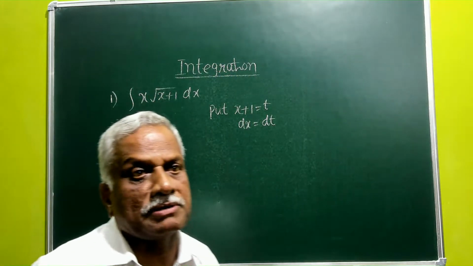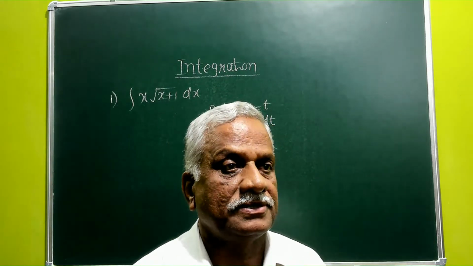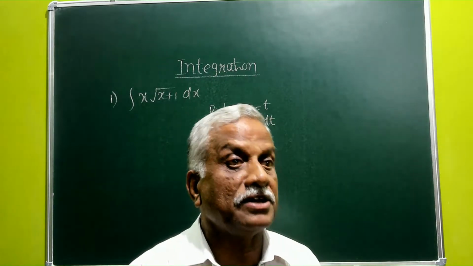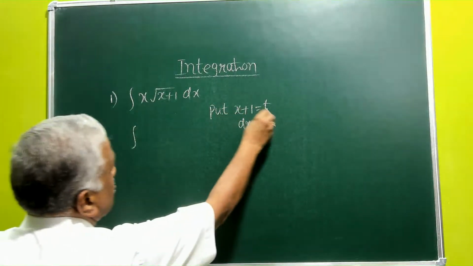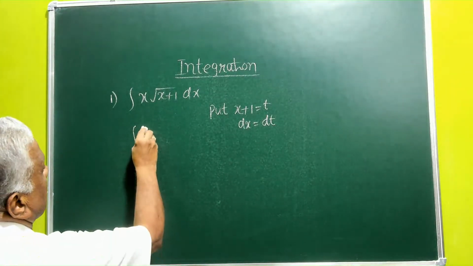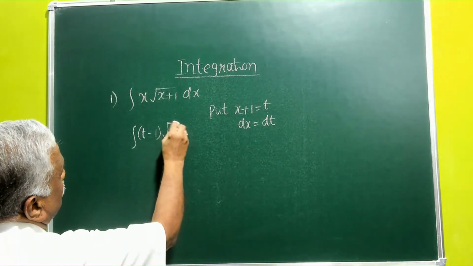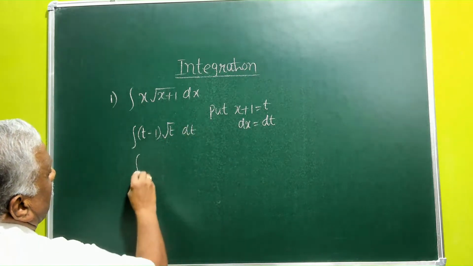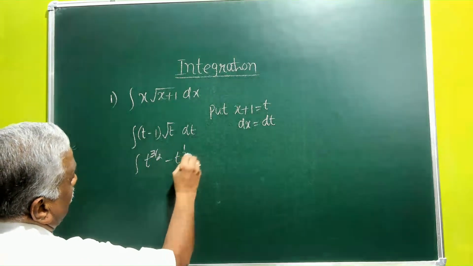In the substitution method, you should be aware, once you bring in t, it should be possible for us to express all the x into t. Is it possible? Definitely possible. How? x plus 1 is t. So what is x? It is t minus 1. And this is root t. Now multiply this. This is t to the power of 3 by 2 minus t to the power of half.